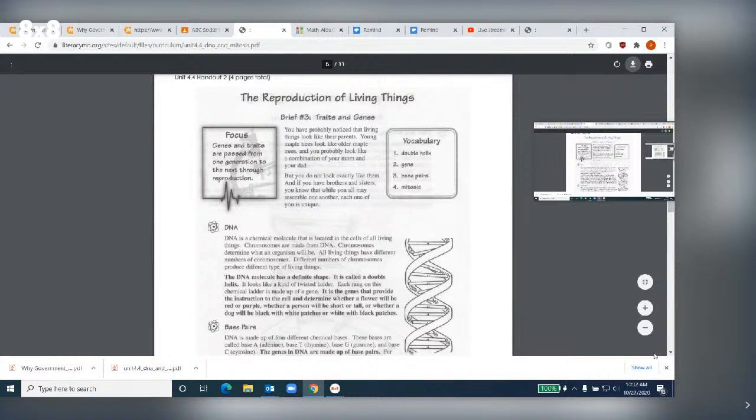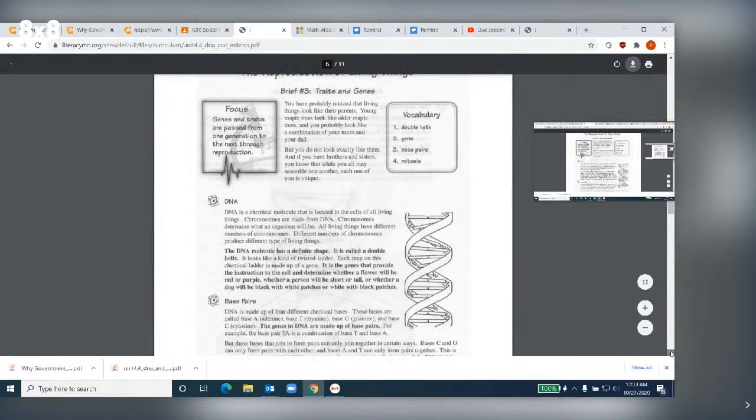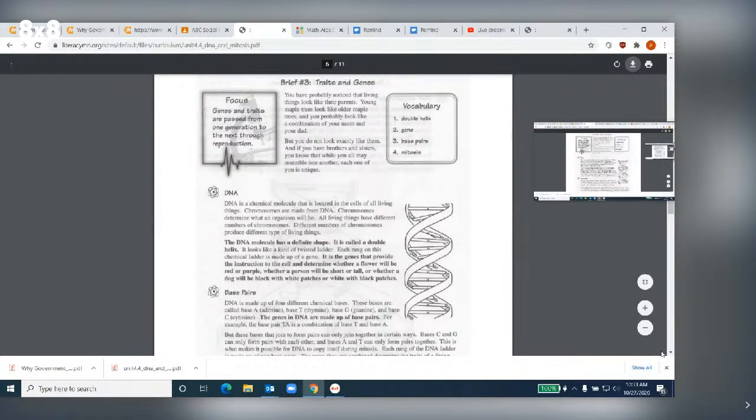Okay, so the DNA is made up of 4 different chemical bases. These bases are called base A, base T, base G, and base C. It says that genes and DNA are made up in pairs. For example, the base pair TA is a combination of T and A. But these bases that join to form pairs can only be joined together in certain ways. Bases C and G can only form pairs with each other, and bases A and T can only form pairs with each other. This is what makes it possible for DNA to copy itself during mitosis.